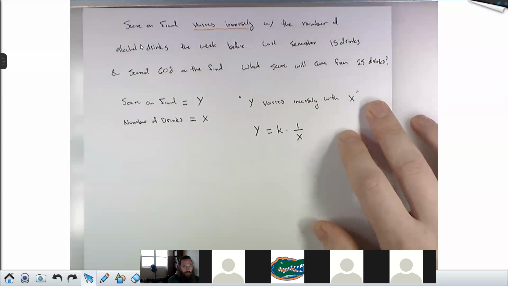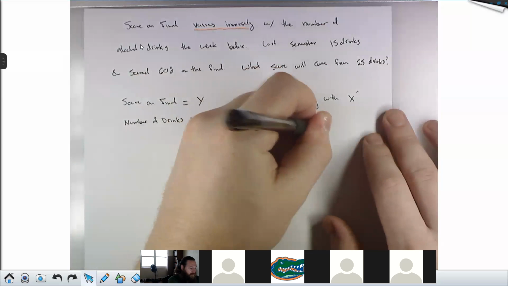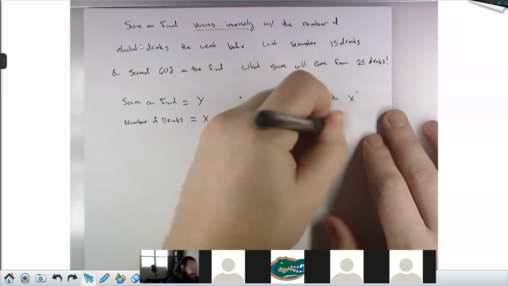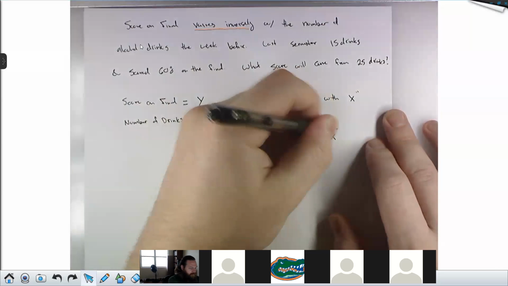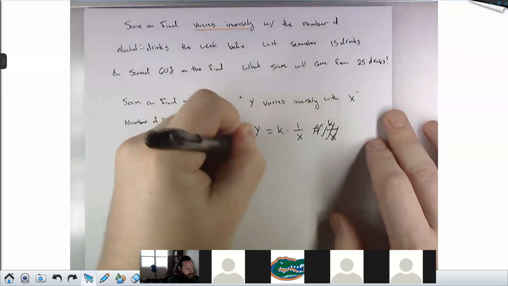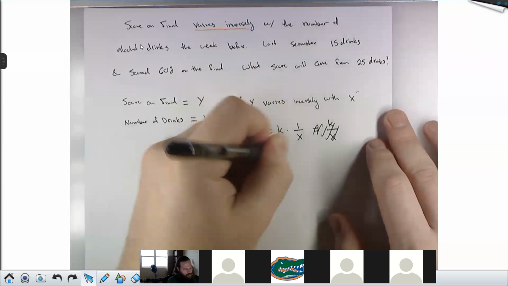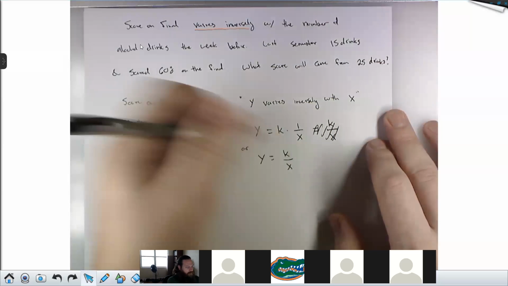And I know that these are a little bit tricky. That's why I wanted to do one extra bit. If you want to write it as K over X, your homework wrote it like that sometimes too. This is fine. Just remember which one's the constant and which one's the variable. Y equals K over X. These mean the same thing.